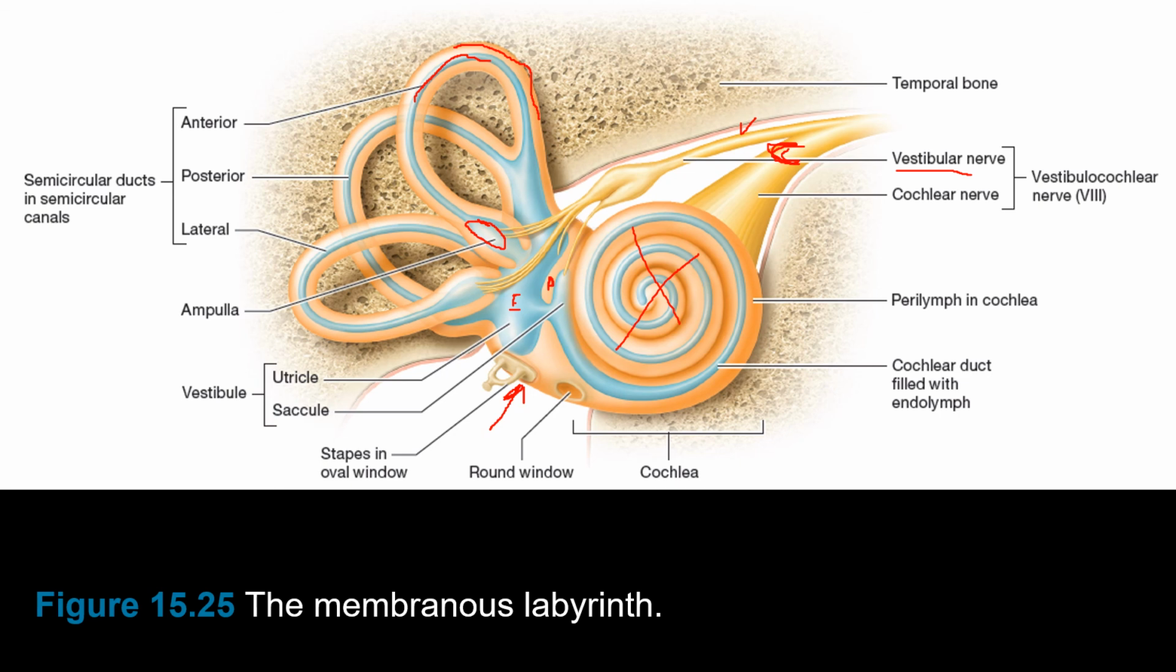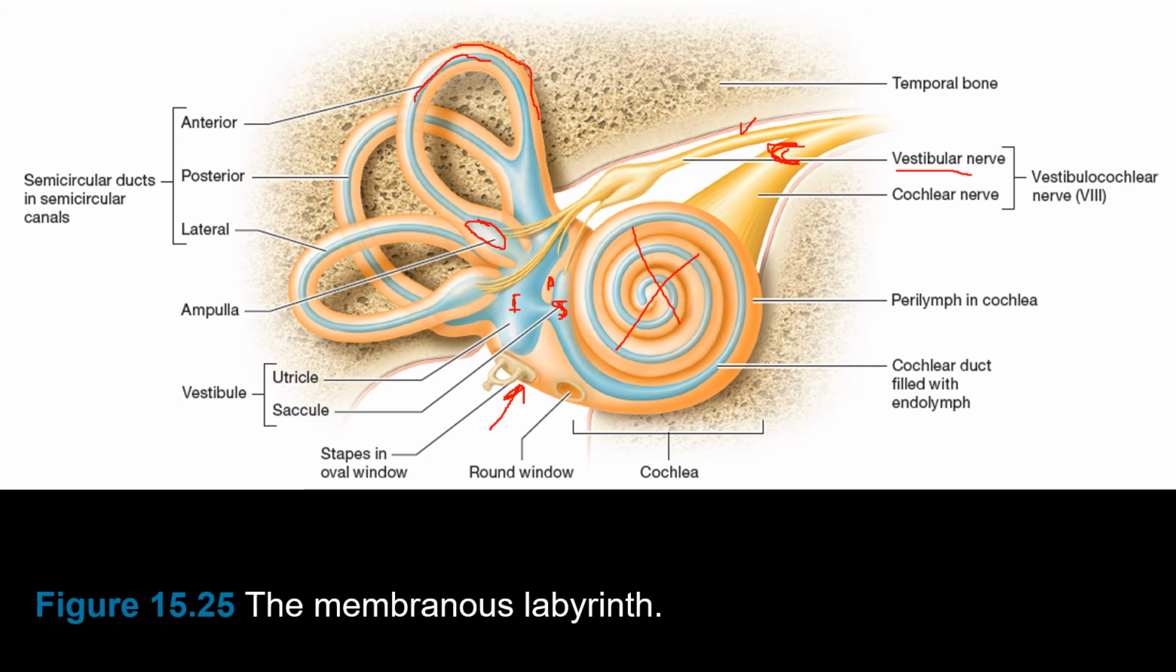But the vestibule itself, you see, breaks down into two sections. The utricle, medial, and just toward the cochlea, you have this chamber called the saccule. So that's the saccule right there.